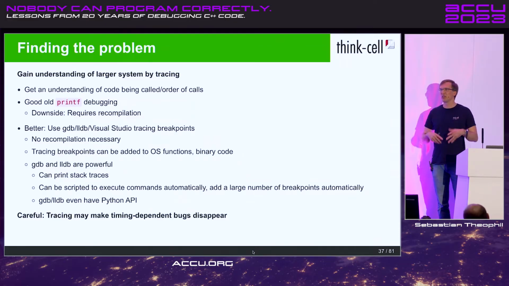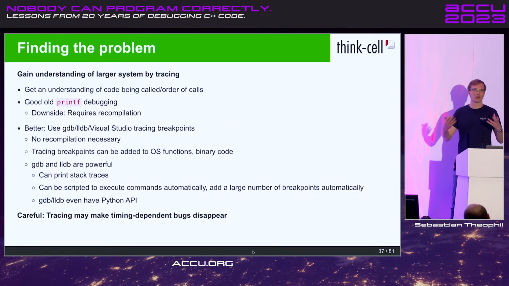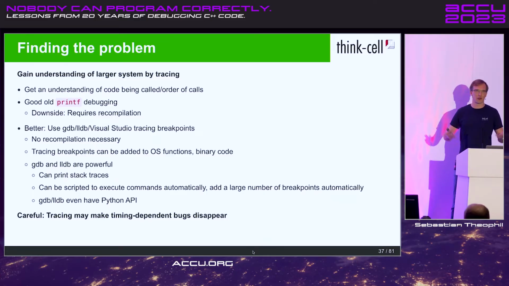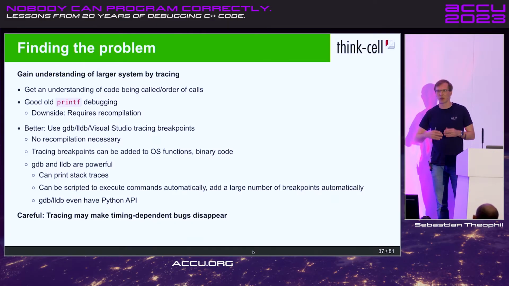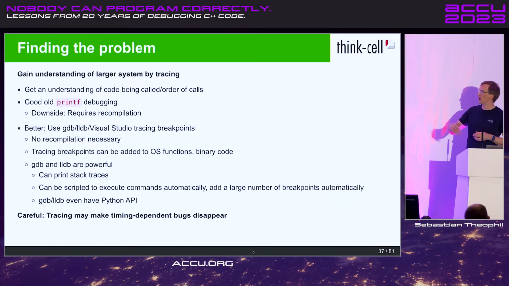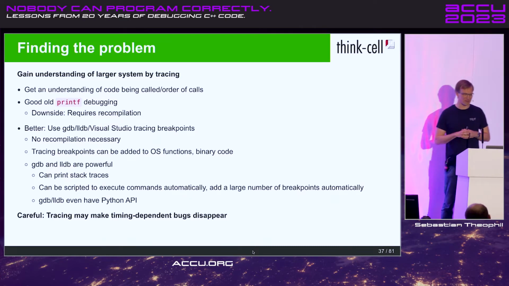And GDB and LLDB are even more powerful. They can attach arbitrary debugger commands to those tracing breakpoints. For example, you can make them print the stack trace whenever a certain function is called, which is super helpful to find out where that call is coming from. They can be scripted. If you are working on a specifically difficult problem and you have to add the same breakpoints, maybe at slightly offset addresses, a lot of the time, then you can write debugger scripts that do that. And they even have a Python API if you need to do something extraordinarily complicated.